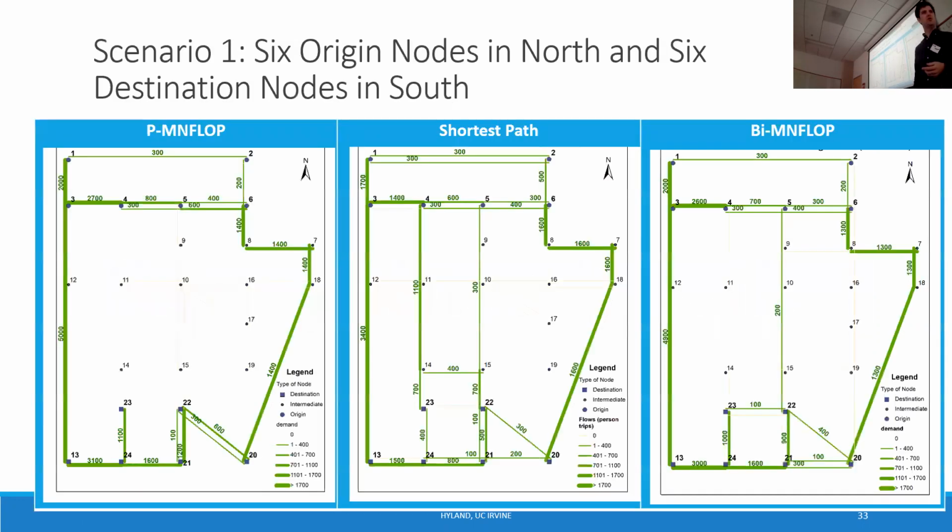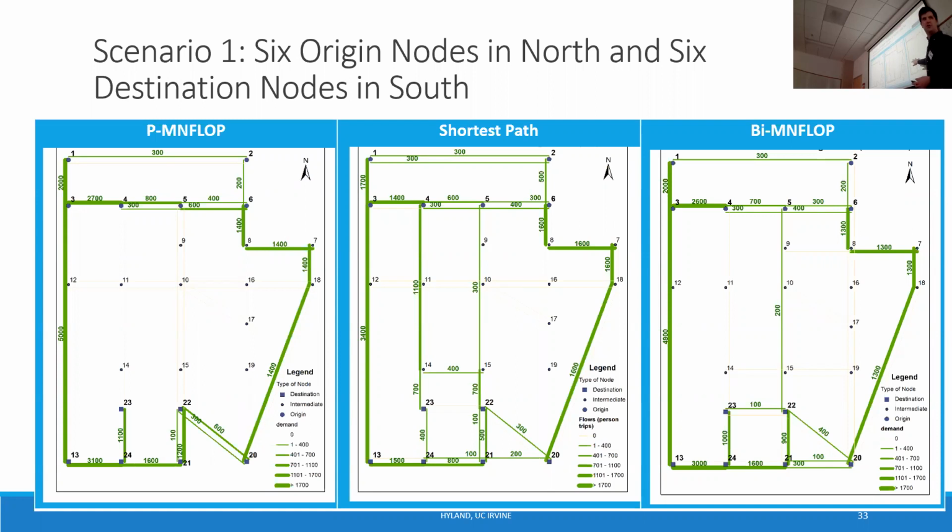Okay, so some computational results. PMN-FLOP is the pure maximum network flow overlap problem. We don't consider detours at all. Shortest path assignment is, of course, shortest path assignment. And then the bi-objective MN-FLOP is where we consider two criteria, that is maximizing flow overlaps and considering detours.